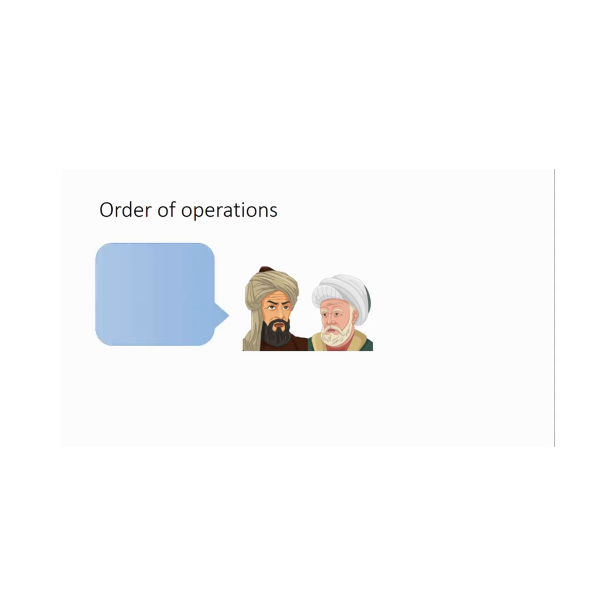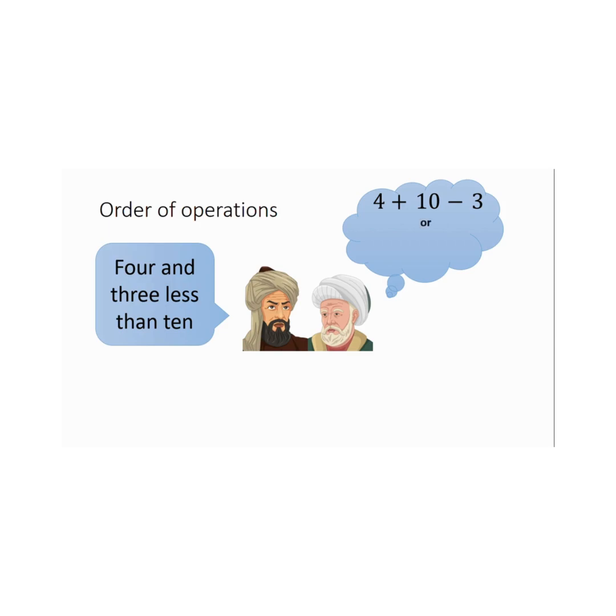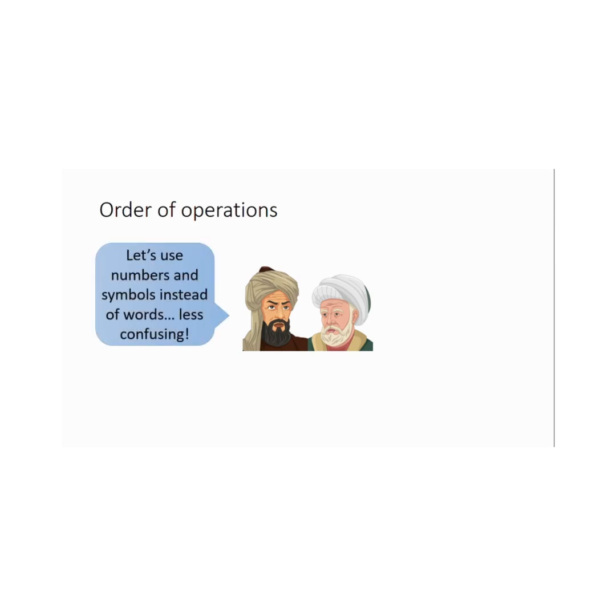4 and 3 less than 10. Easy, but is that 4 and 3 less than 10, or 4 and 3 less than 10? Are those the same? That's confusing. Let's use numbers and symbols instead of words. Less confusing. Okay, well, let's look at this one.